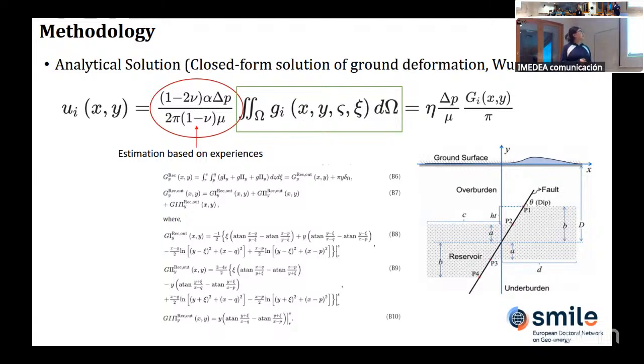And in this equation, it has a lot of different parameters. In this right circle, these parameters are from geomechanics. And we will use this analytical solution as the first step in our study.